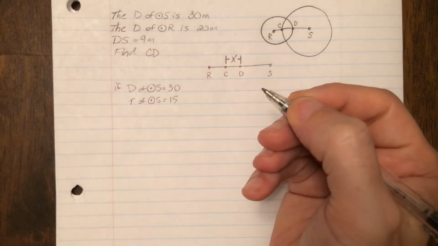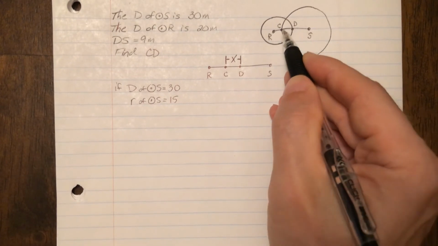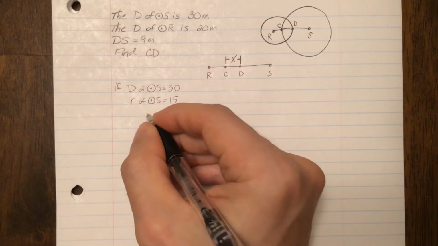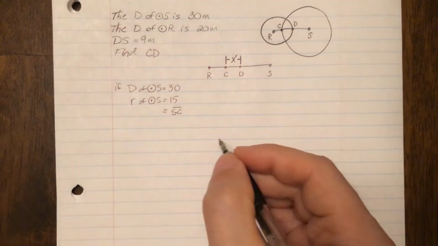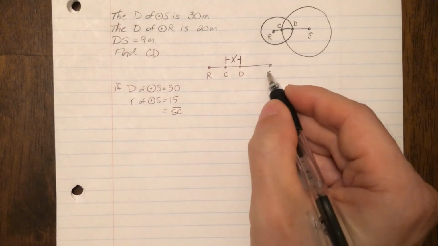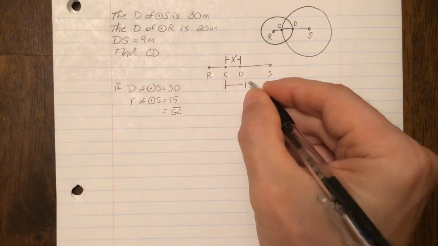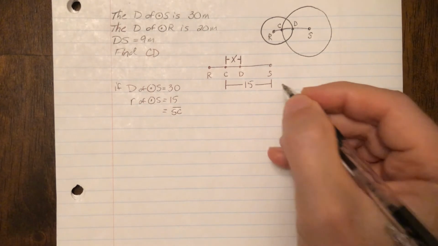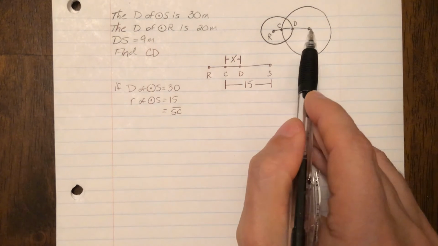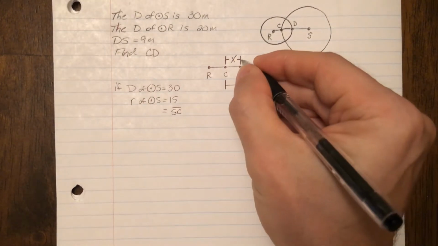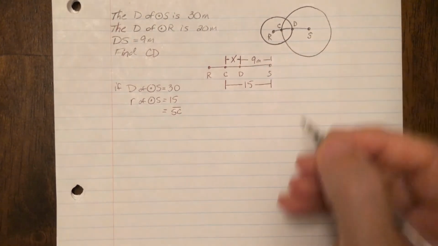Just take this divided by 2. Well, the radius of circle S, that's the segment that goes from S to C. So we would say 15 equals SC. So here's S, here's C. I know the distance from here to here is 15. Now, they told you that DS is equal to 9 meters. So from here to here, I know that's 9 meters.